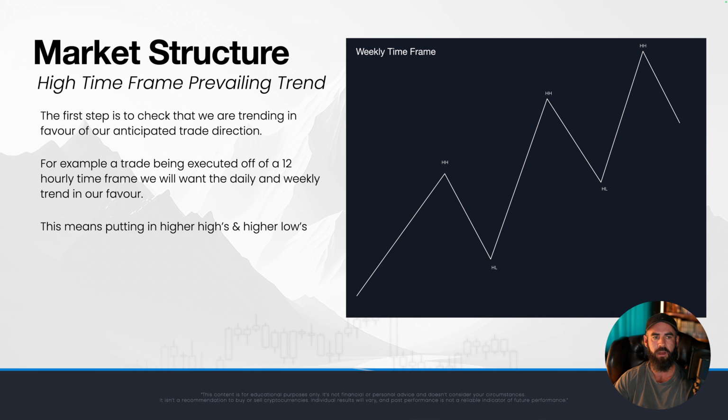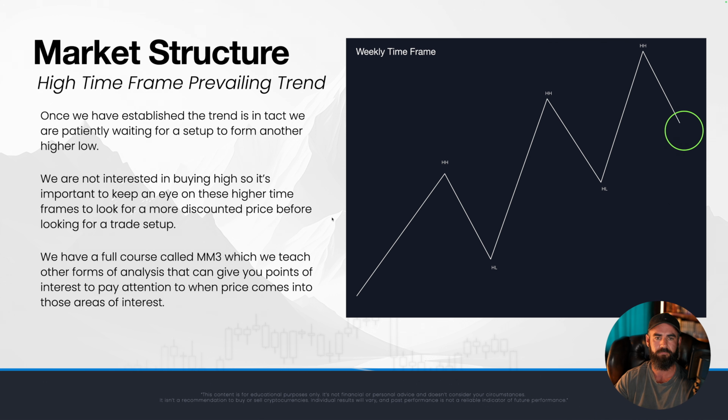So the first thing is market structure, making sure that the high time frame prevailing trend is going in our favor. For example, for a trade being executed off a 12-hour time frame, we want to see the daily and weekly trend in our favor. In this case, we can see with this trend, we have a higher high, a higher low, higher high, higher low, higher high.